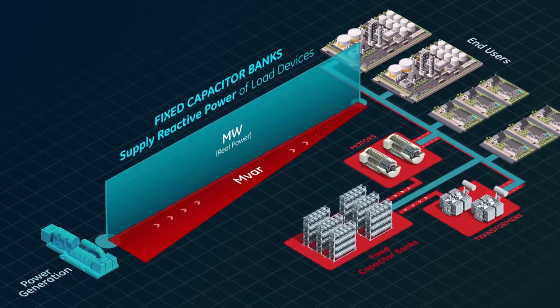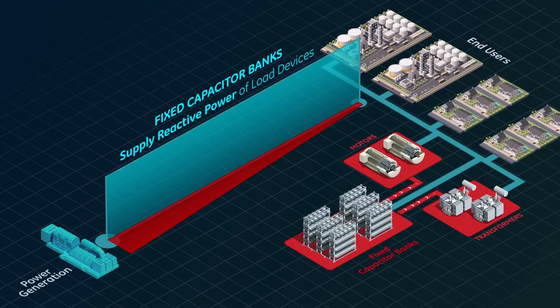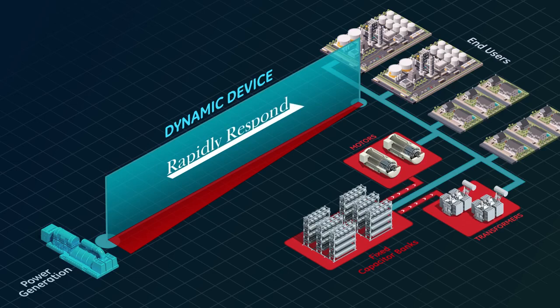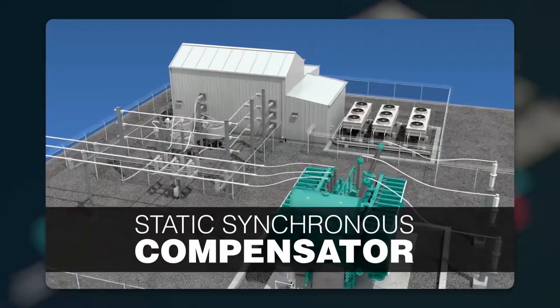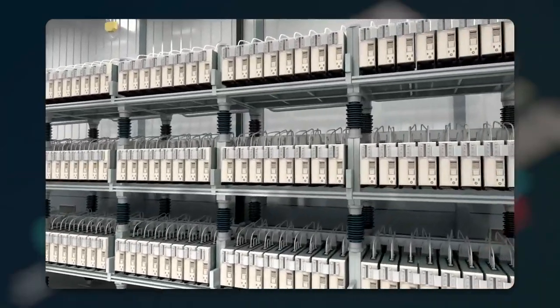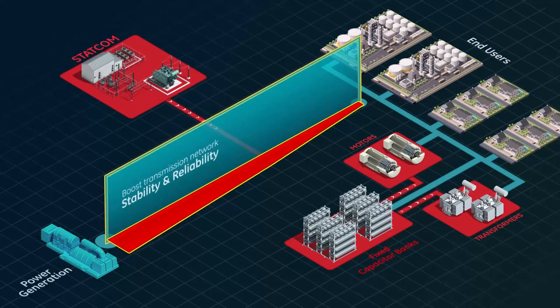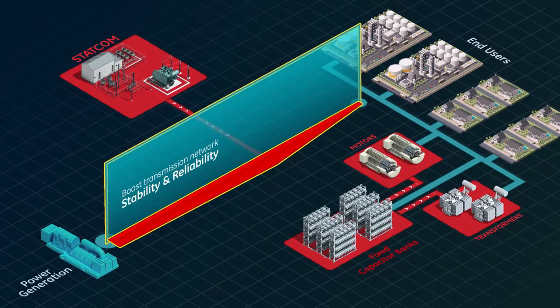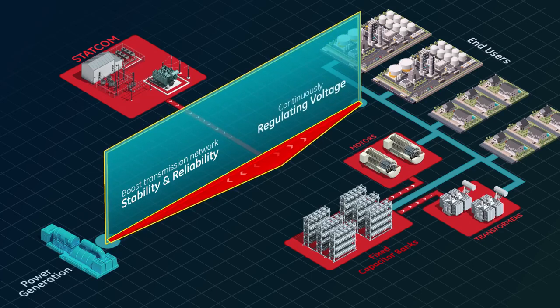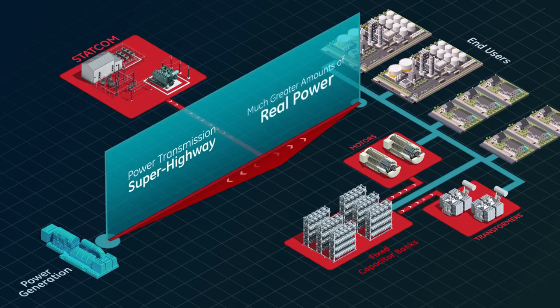Fixed capacitor banks can supply the reactive power needs of the load devices and reduce the load on the generators. However, a dynamic device is needed to rapidly respond to the ever-changing conditions of the transmission network. A static synchronous compensator, or Statcom, is a reactive power source that uses complex control systems and IGBT switches to dynamically control reactive power output. Statcoms can significantly boost the stability and reliability of the power transmission network by continuously regulating the voltage on the transmission line. This results in a power transmission superhighway capable of transmitting much greater amounts of real power over the same infrastructure.